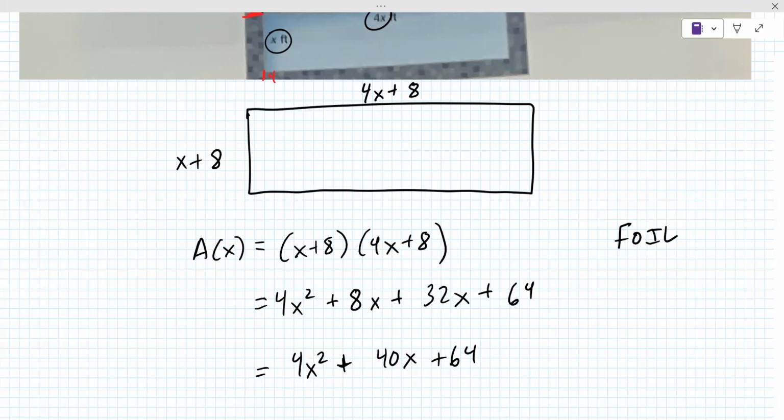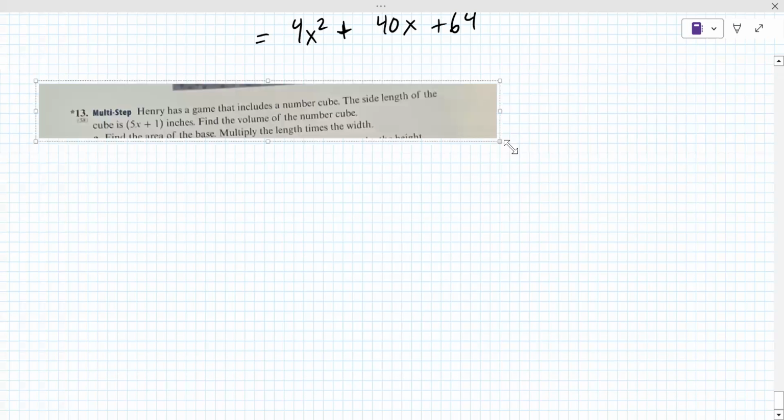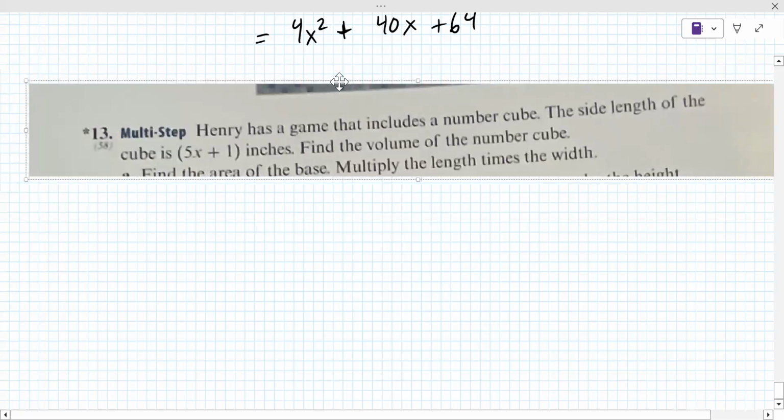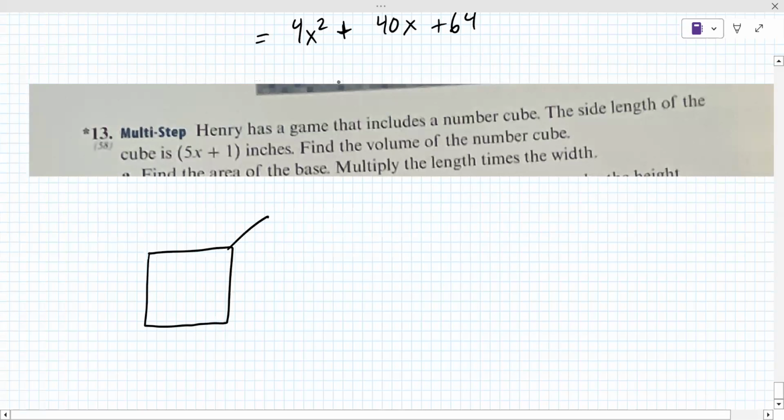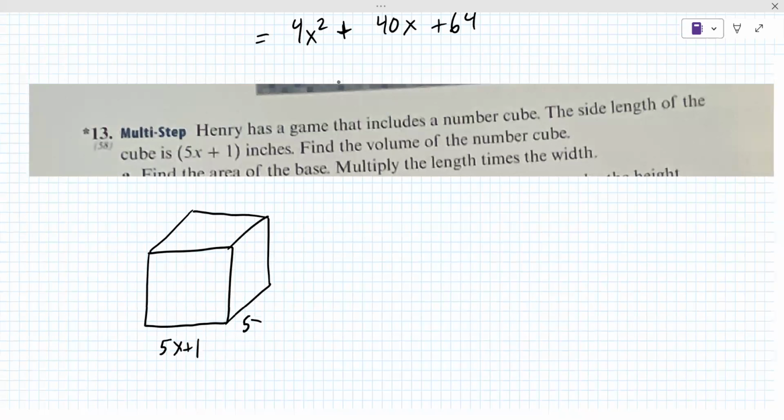Okay, on to 13, multi-step. Henry is a game that includes a number cube. The side length of the cube is 5x plus 1 inches. Probably good to just draw something real quick to visualize here, but each side is 5x plus 1, 5x plus 1, 5x plus 1. Find the volume of the number cube.